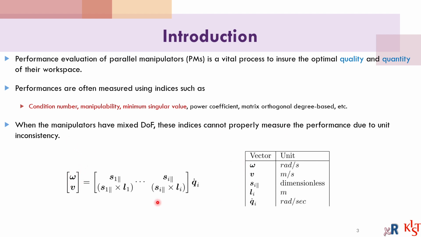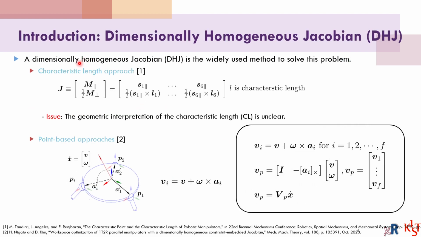If we look at this Jacobian that relates the task velocity to the actuated joint velocity, the first term is unitless, while the second term has a unit of length. Because of this dimensional inconsistency, the condition number and manipulability as well as the minimum singular values cannot properly measure the performance of the manipulators. In order to solve this problem, researchers proposed dimensionally homogeneous Jacobian as a widely used method to solve this problem.